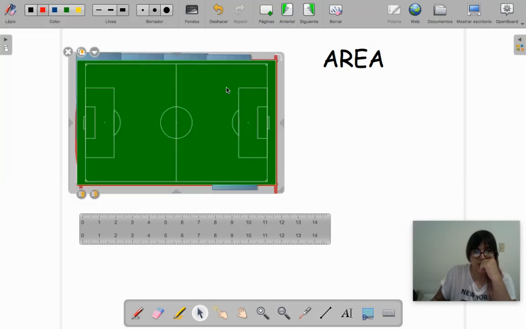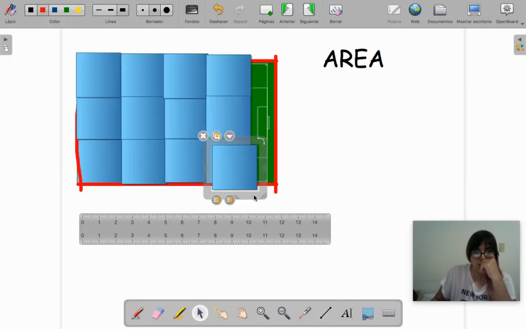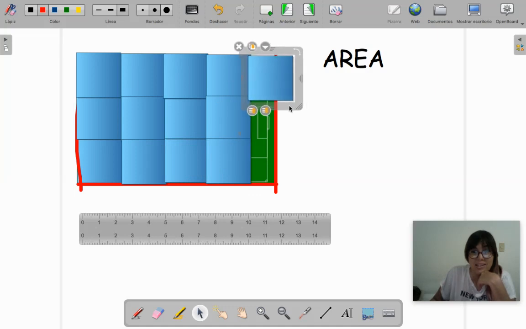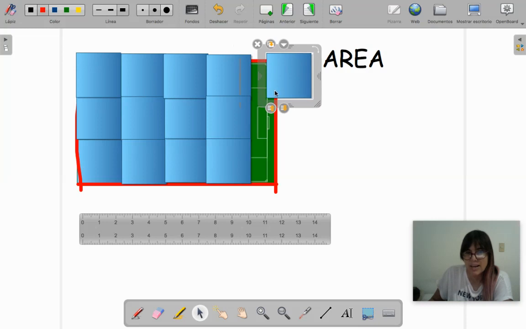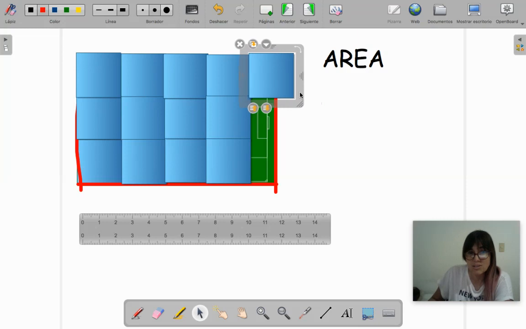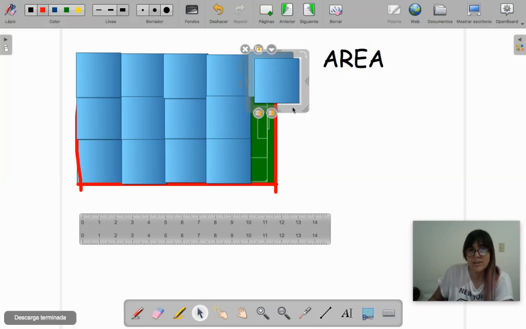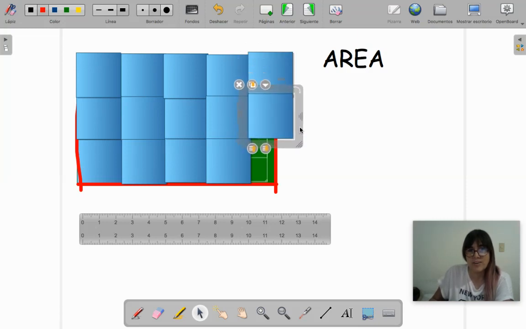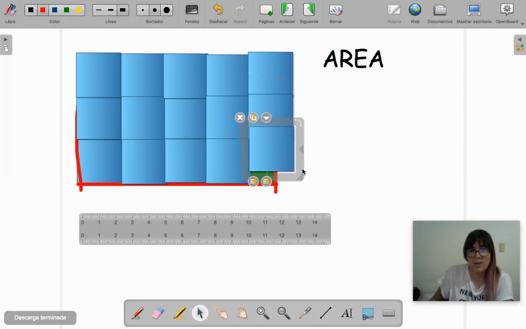Until we fill all the area, all the space. Even if it gets out, it is what I told you when we measure with the ruler. If the space is taking most of the square, yes, we count it. If it was only that tiny part, no, we don't count it. But here, it's almost half of the square or even more, so yes, we count it. 2, 3.